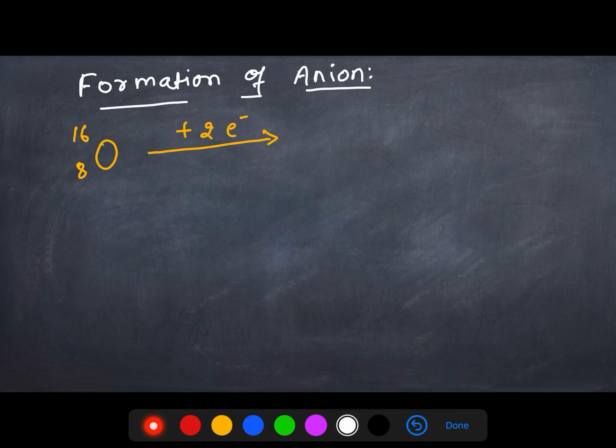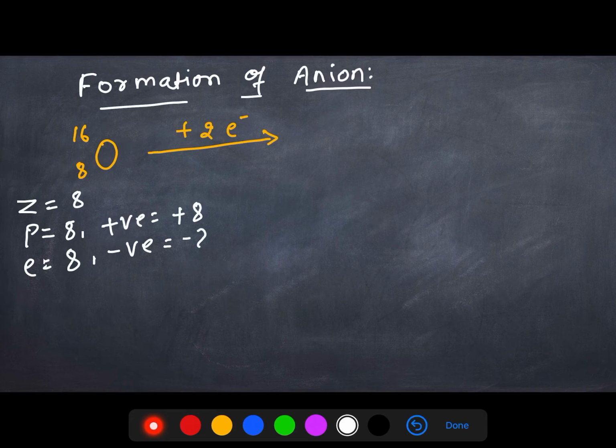So let's analyze the case before the gain of electrons. Do we know that atomic number is 8, so number of protons is 8, and so the positive charge because of 8 protons will be plus 8. Now one more thing we see, that there is no plus minus sign over the oxygen atom, so it's neutral. So the number of electrons is the same as the number of protons, and the negative charge developed will be minus 8. Right. If we calculate the total charge, we get 0. Oxygen is neutral in this case.